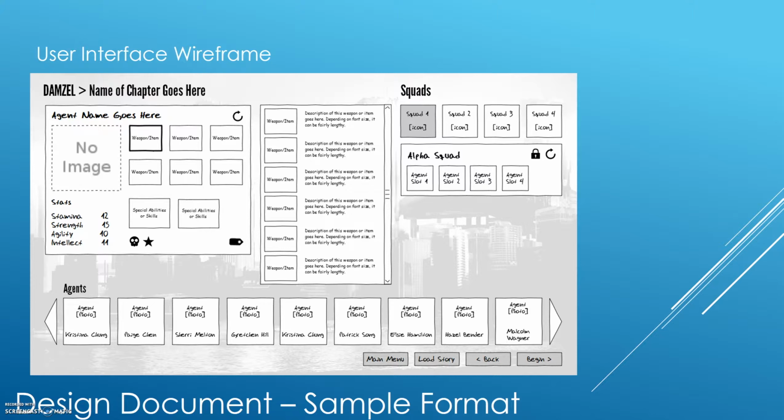Like, for instance, if I click the main menu button, you'd have it on a flowchart, it goes to the main menu. Load story would go to the load screen. Begin would start a new game, etc.